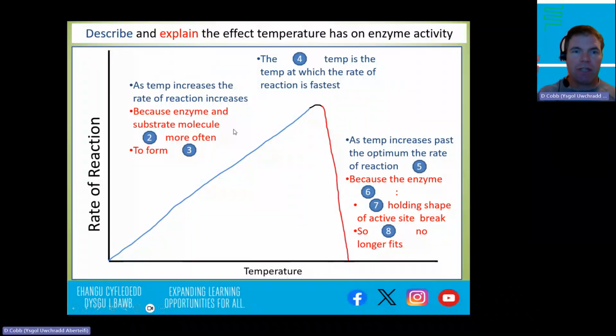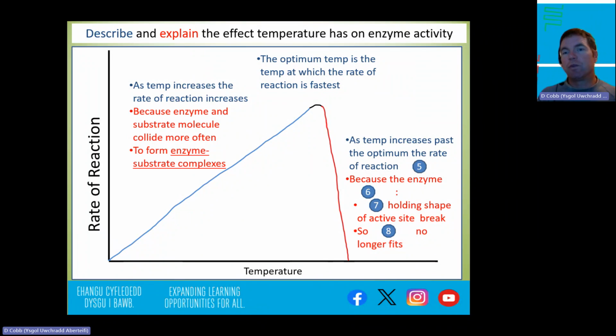And the reason is because enzyme and substrate molecules collide more often. You can say they move faster too, but really the idea of more collisions is probably more important and more likely to be on a mark scheme, but using both of those terms, moving faster so collide more often, is perfect. And that means it forms more enzyme substrate complexes. Okay, forms more enzyme substrate complexes. And then we have an optimum temperature, number 4 there, at which the rate of reaction is fastest. Sometimes there's marks there for talking about what the optimum temperature is, but it's quite rare.